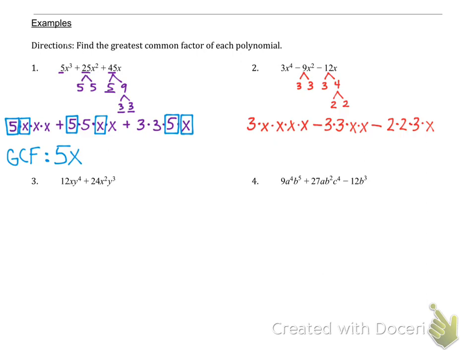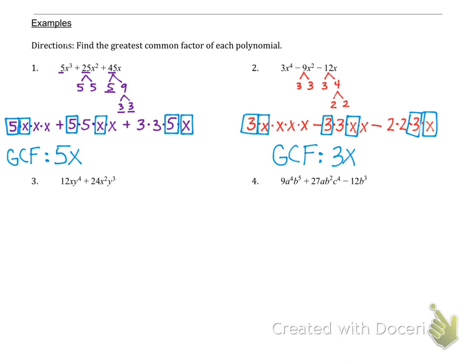Now I'm going to look and see what's in common in each of those factors. So I notice that I have a 3 in common in each of the factors. So for my greatest common factor, we're going to start off with a 3. And then I notice that I have 1 x in common between all the factors. And that's it. We don't have another x or another 3 or another 2, so our greatest common factor for this polynomial is 3x.